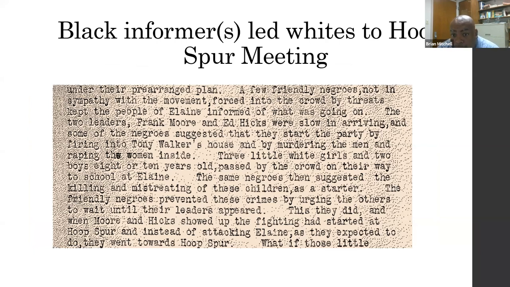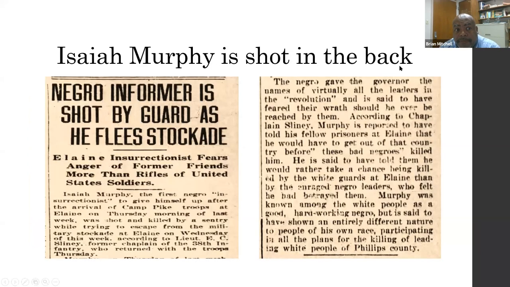The black informer identified his fellow union men. He identified who the officers were in the union. And this would eventually lead them to Hoopspur. In the newspapers that followed the arrest of the union men, there was a peculiar article. And this article was about one man who isn't shot.